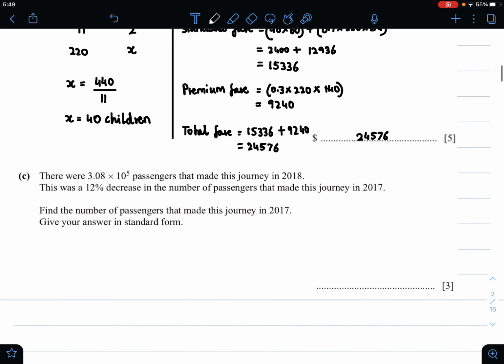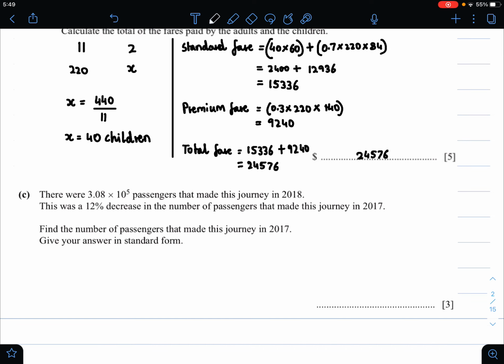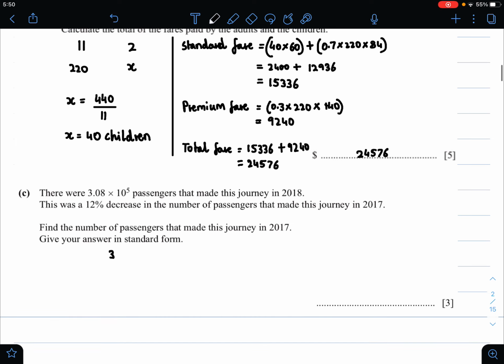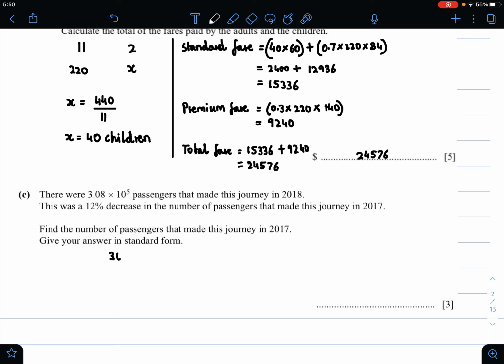So for part C, they tell us that there were 3.08 times 10 to the power 5 passengers. So if we write this in normal number format, not in standard form, we will have 308,000. So the multiplied by 10 raised to 5 means that you move the decimal 5 places to the right, because the 10 is raised to 5, so you move it 5 places to the right. Therefore, we came to this number. Now they tell us this was a 12% decrease in the number of passengers that made this journey in 2017. So we have to find the number of passengers that made the journey in 2017.